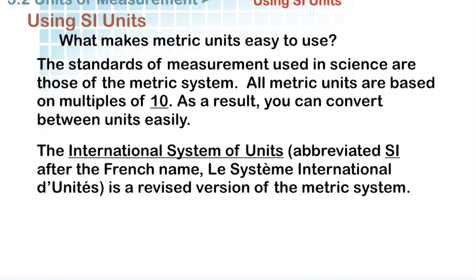And it's based on tens, and it makes things much easier. The prefixes are easier. You don't have to worry about, okay, how many centimeters are in a meter? Well, centi means 100, so there's 100 centimeters in a meter. How many millimeters in a meter? Well, milli means 1,000th, so that would be 1,000 millimeters per meter.